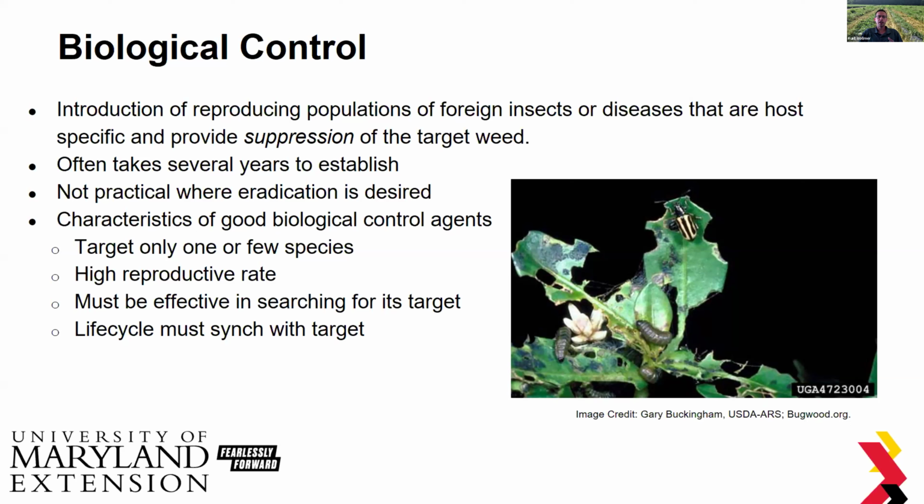These biological controls do need to have a high reproductive rate to be able to manage some of this vegetation. These biological controls must also be effective in finding their target. And again, their life cycle must sync with the target. So when the plant is growing, that biological control must also be present as well.